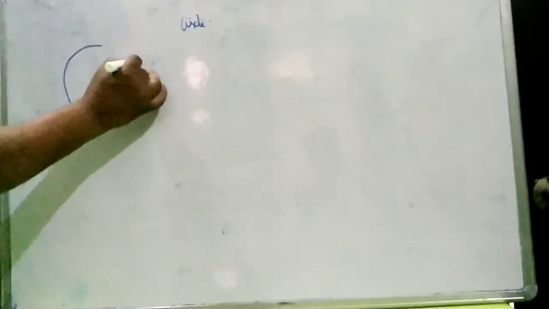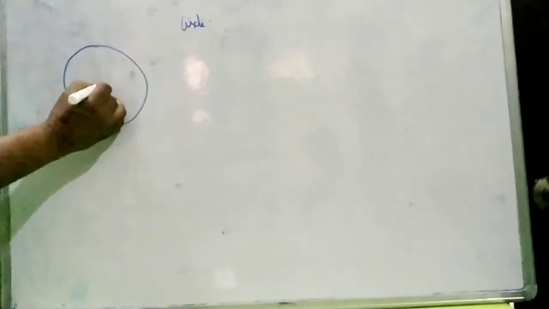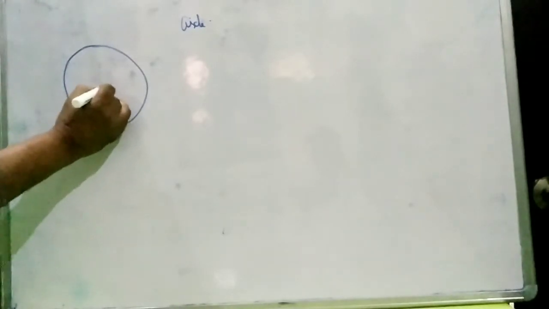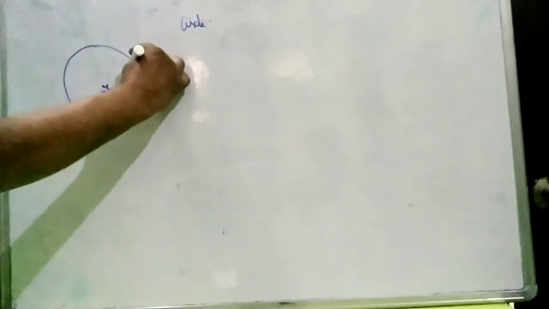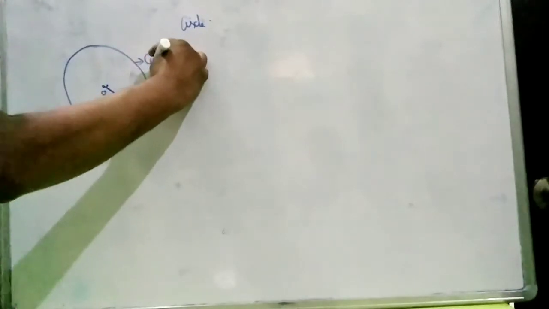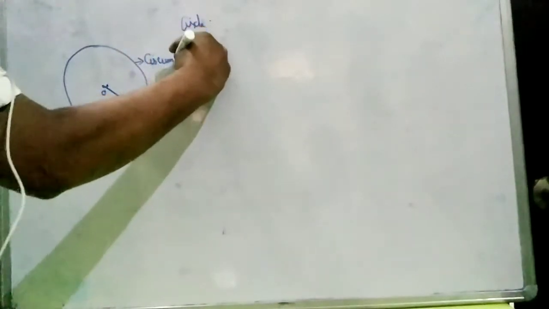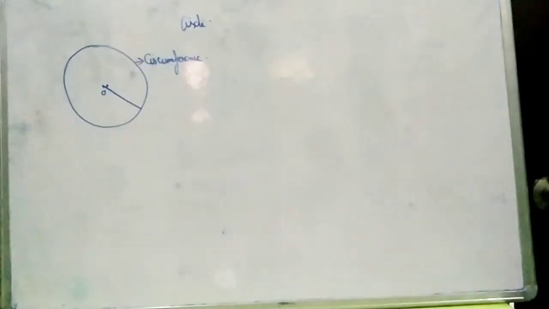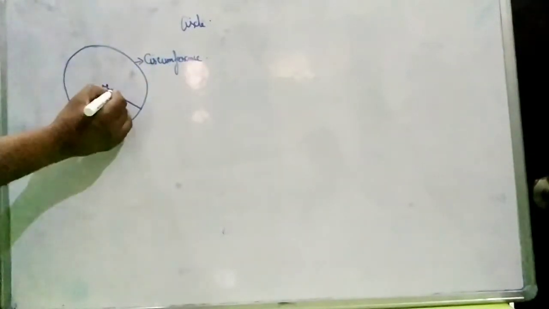Circle is having a center O. From the center O, the distance up till its circumference, the curved part of the circle, is known as circumference.